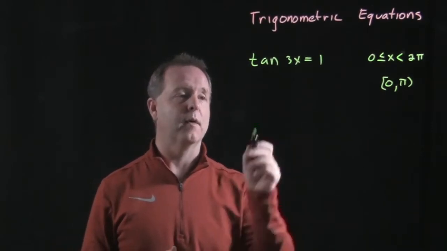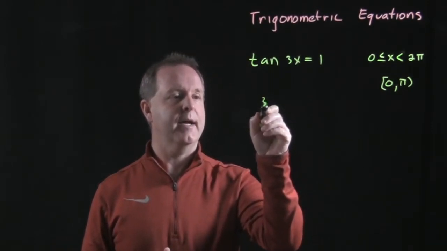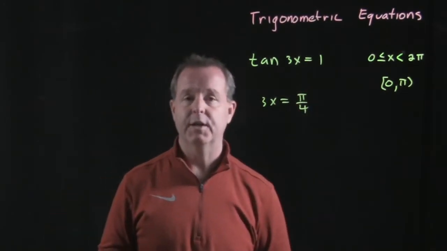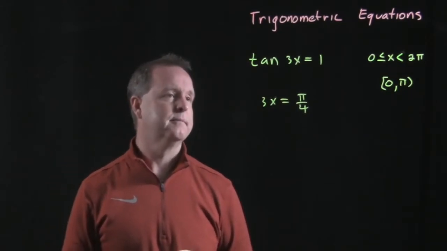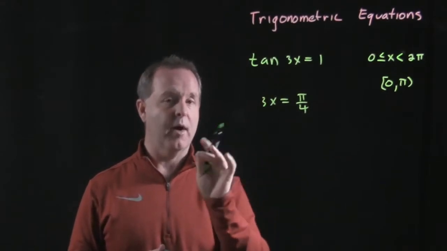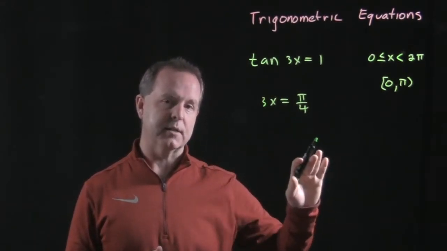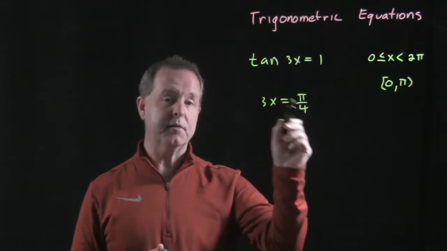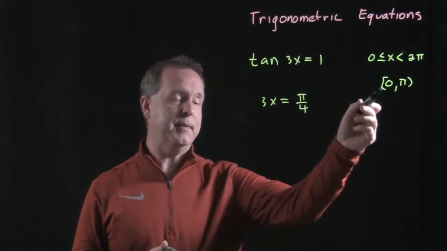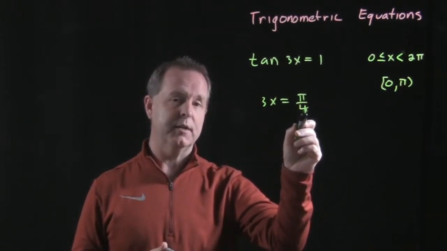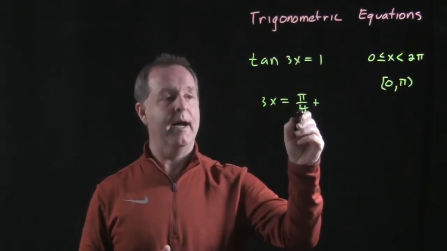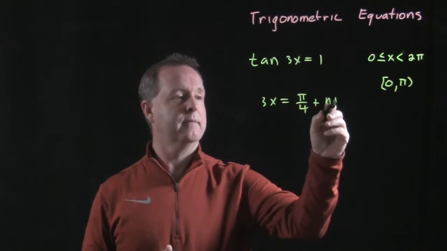So tangent of 1 is pi fourths, which allows me to write that 3x equals pi fourths. How do we solve this? Well, remember that these equations don't have just one solution. They have multiple solutions as long as we get the period right. So pi fourths is a solution. We know tangent is positive 1 within this period, but I'll find the next solution on a repetitive pattern every pi units past it. So I would say pi fourths plus n pi.